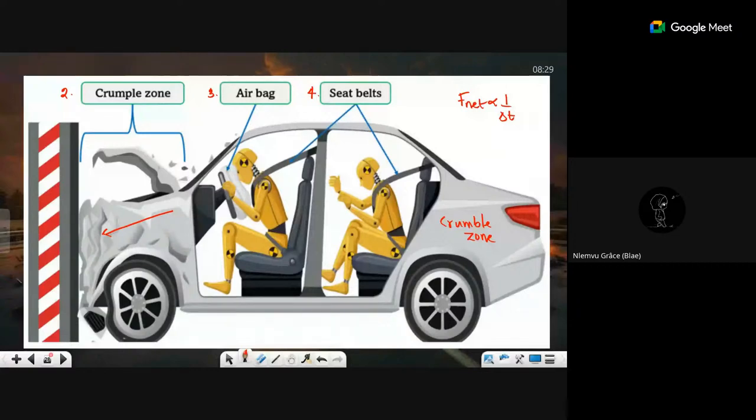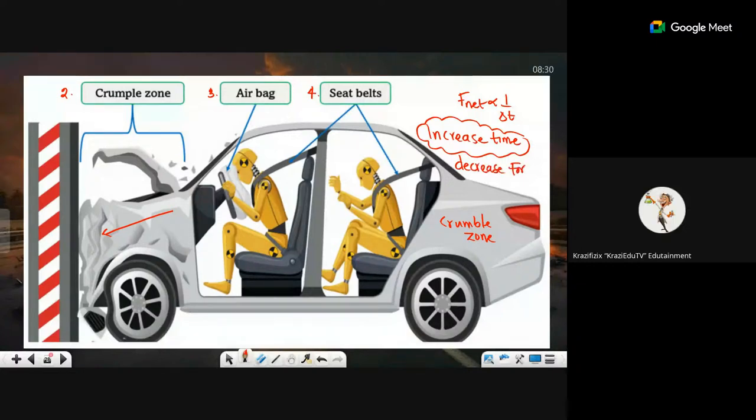Whatever increases time will decrease force. And all of these mechanisms will increase what? Time. Why are we trying to increase time? We are trying to decrease the force, and that is for our safety. So the longer the crumple zone, the longer the time. If you have airbags, an airbag is like a pillow, all right? A pillow will increase the time of contact, therefore decreasing the force of impact. What will a seatbelt do? A seatbelt will also increase time. And what happens to force? It decreases. All right, guys, are we okay?